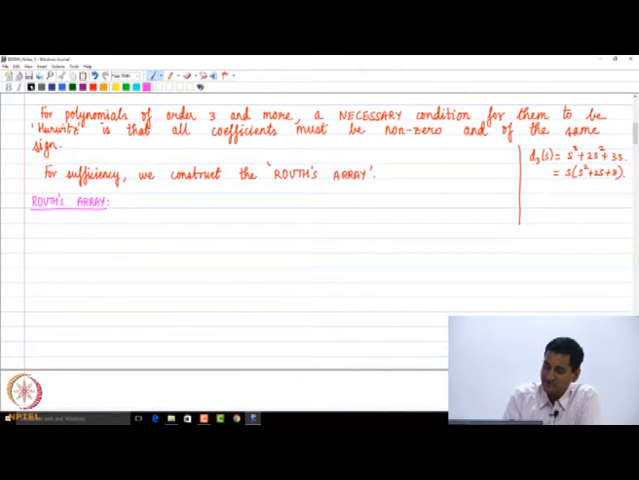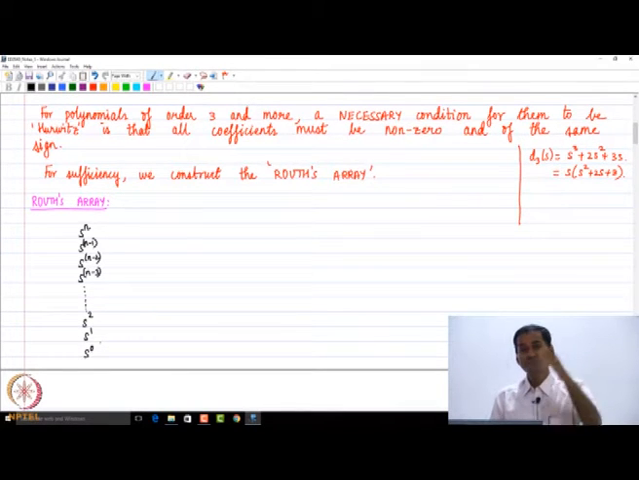When I want to construct the routes array, first what we do is the following. I write s power n minus 1, s power n minus 2, s power n minus 3, like that, right? So s squared, s power 1, s power 0. I just write down all the powers of s as a column. That's what I do as a first step.